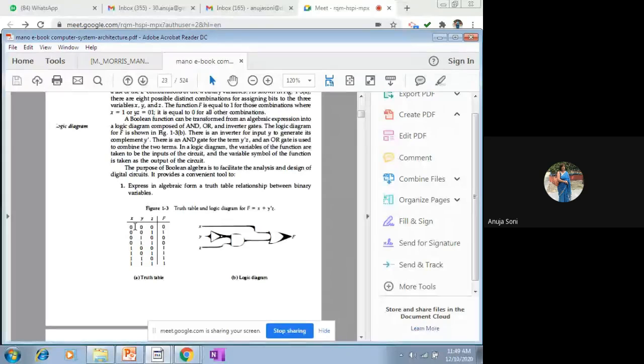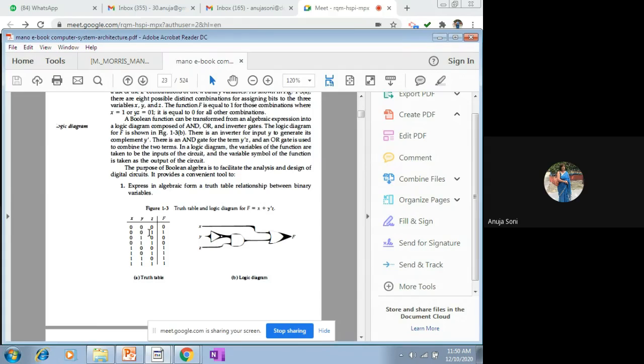So the very first combination is 0 0 0. Another is 0 0 1, corresponding to the decimal value 1. 0 1 0 corresponds to the decimal value 2. 0 1 1 corresponds to the decimal value 3. 1 0 0 corresponds to the decimal value 4. 1 0 1 corresponds to the decimal value 5. 1 1 0 corresponds to the decimal value 6, and 1 1 1 corresponds to the decimal value 7. Ultimately, this value of f has been derived by this formula.